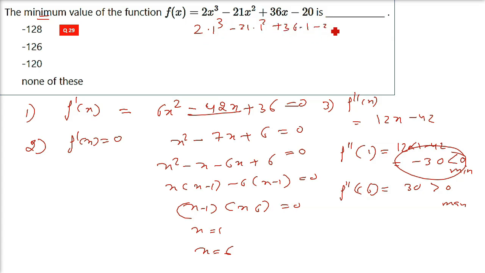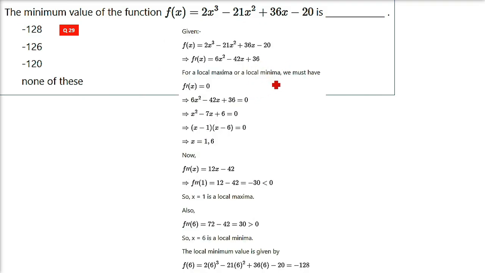So when you place 1, the function will give you negative 128. So the first option is the correct option here. Minus 128, correct option. This is the value of the function. So this is how you are going to take the reference and try to solve it.